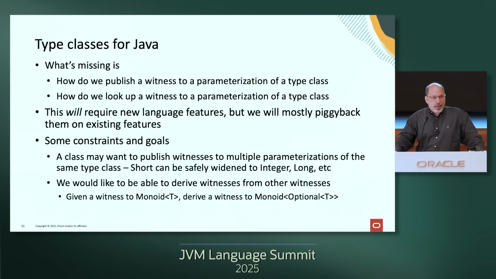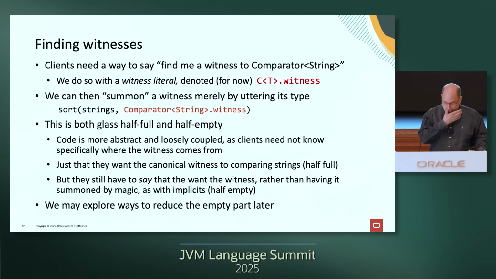And we'd also like to be able to derive witnesses from other witnesses. So, for example, if I have a witness to Monoid<T>, T's can be added up, I should be able to mechanically derive a witness to Monoid<Optional<T>>. I should be able to add up optionals by unboxing the thing, adding it, and boxing it back up. And I shouldn't have to declare witnesses to Optional<String> and Optional<Integer> separately. I should be able to just derive one from the other. So these are things that we would like the mechanism to be able to do.